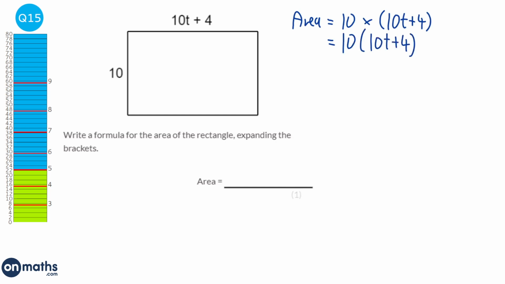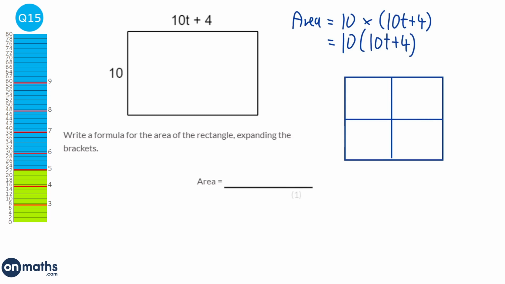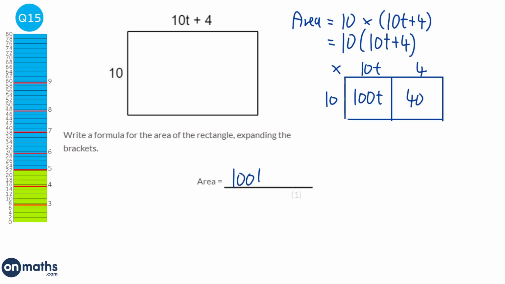And whichever method you use to expand brackets, feel free to do it here. I'm going to just do the grid method, but whatever method you prefer. So we've got 10 times 10t plus 4. And we're timesing them, so 10 times 10t, 10 times 10 is 100, so it'd be 100t, 10 times 4 is 40. So our answer will be 100t plus 40.